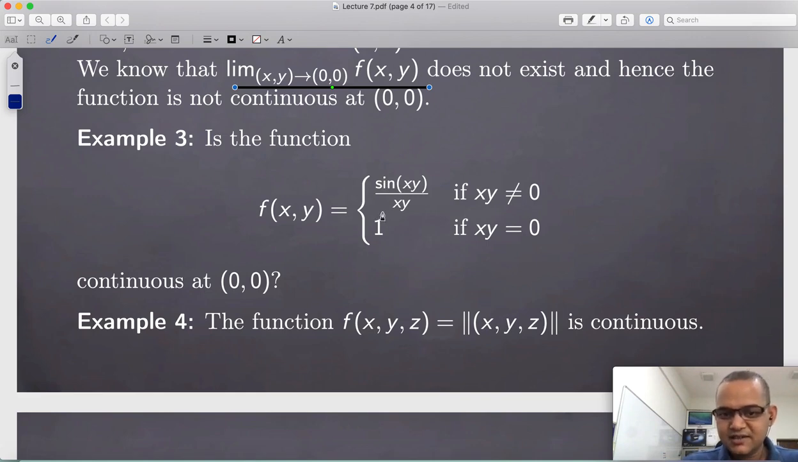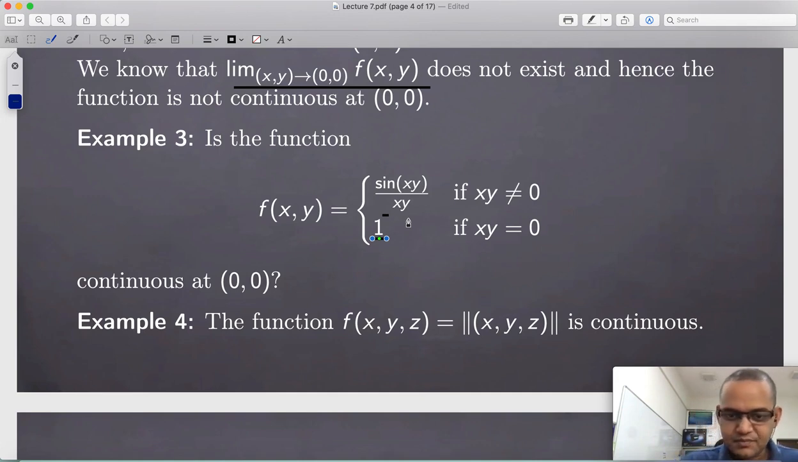So that is the reason that you have defined it to be 1. You check, and you will find that precisely the same argument you did in your calculus 1 is going to work over here, and then you will see that this function becomes continuous because you have defined this to be precisely the constant which you get when you compute the limit as x comma y goes to 0, 0.